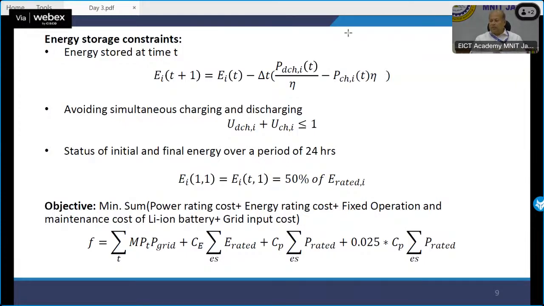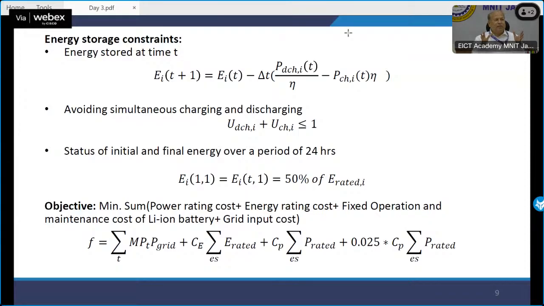Now, this is the equation we have already studied, actually these first three equations, and now moving to the objective function. So these are the battery constraints we already understood. The objective of this energy storage sizing will be to minimize the sum of the costs, that is the power rating cost, the energy rating cost, the fixed operation and maintenance cost of the lithium-ion battery, plus grid input cost.